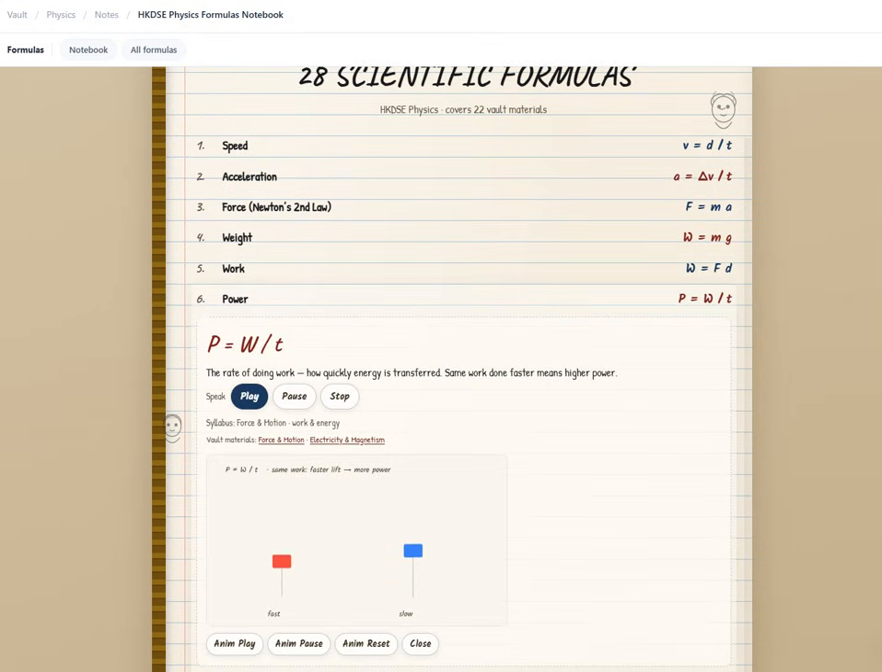Power, P equals W over t. The rate of doing work, how quickly energy is transferred. Same work done faster means higher power. Same work, faster lift means more power.